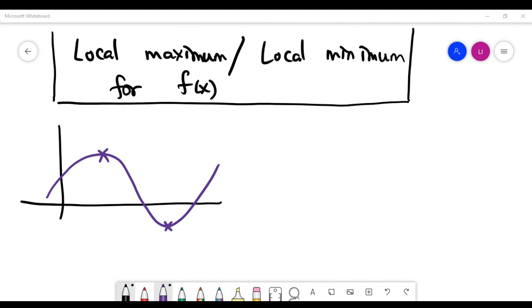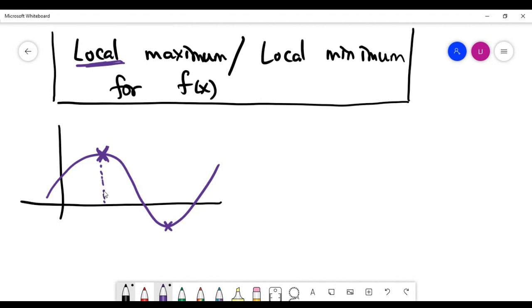So in this video, we'll look at the meaning of local maximum and local minimum values of the function f of x, and we'll look at a couple of exercises on how to find them. And please look at the current picture here. You see right at this point. Local maximum means we only check out the values around this point.